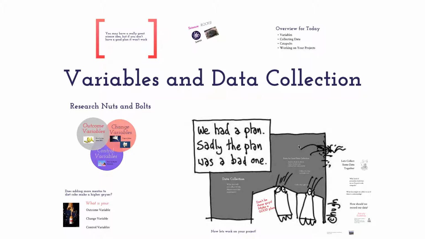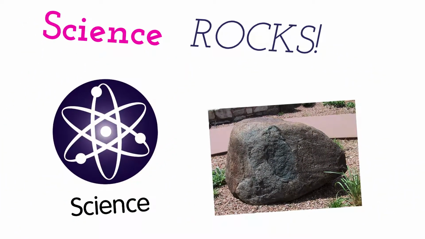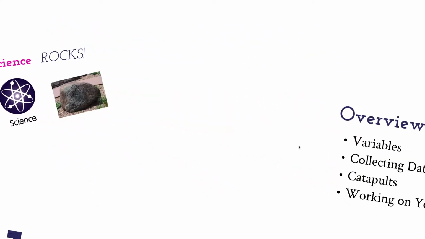Try to get through the variable stuff fairly quickly because it's a little dry, and spend time on the catapults. The emphasis with the catapults should be on data collection, getting them to actually write down their data, which you will probably have noticed after workshops 1 and 2 can be a little challenging, although some of them take right to it. So, as usual, do your science rocks.